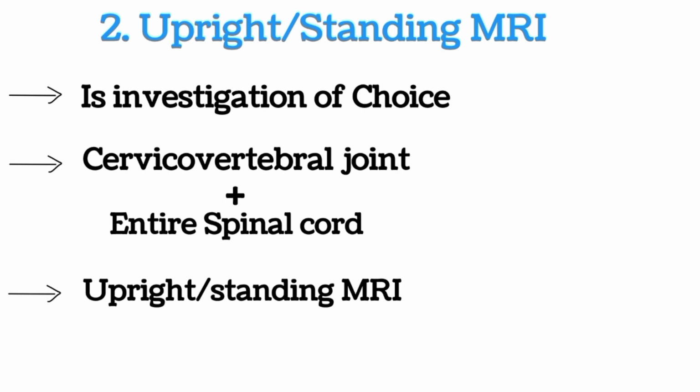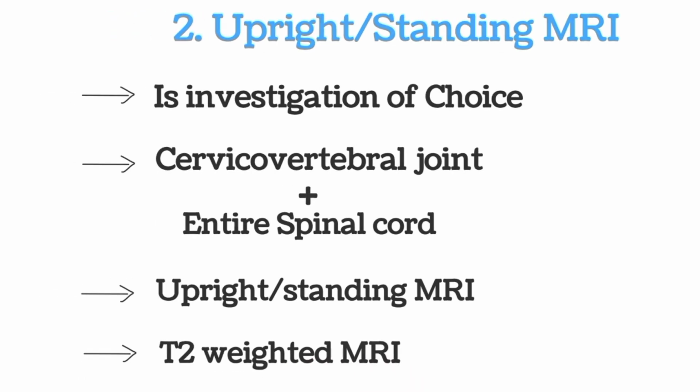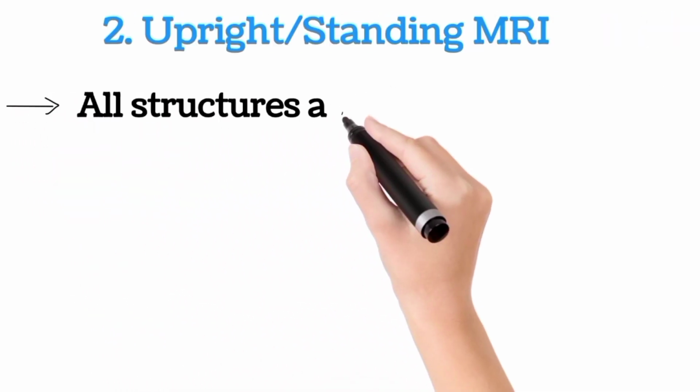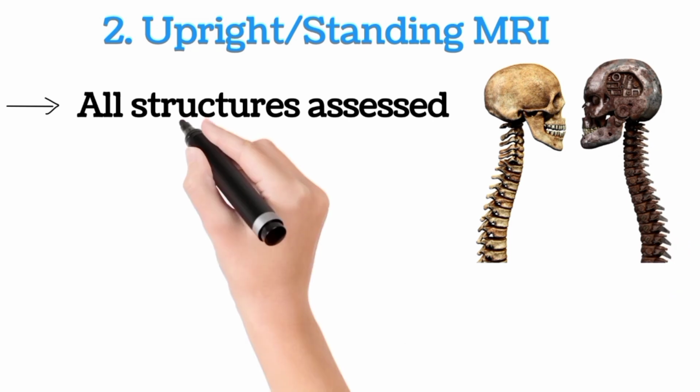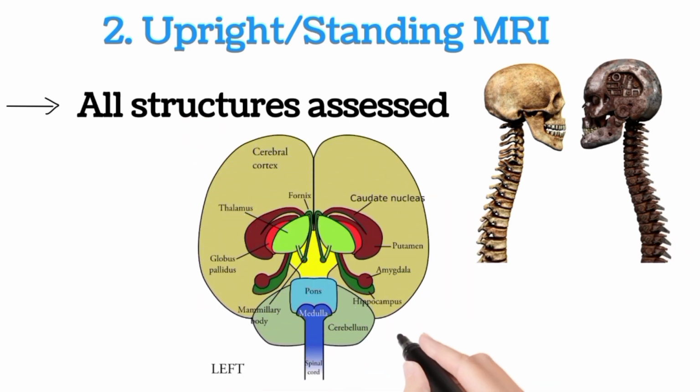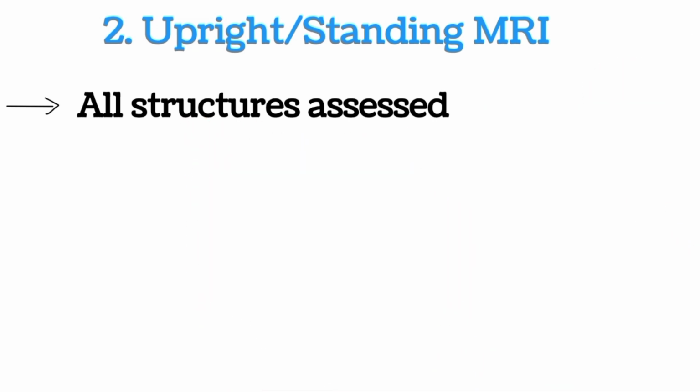If we perform MRI of a Chiari malformation patient in the supine position, we will not be able to assess the descent of cerebellar tonsils and other structures. T2 weighted sagittal MRI is advised. We assess the anatomy of the whole spinal cord and other structures like brainstem, cerebellum and the ventricles in the brain.